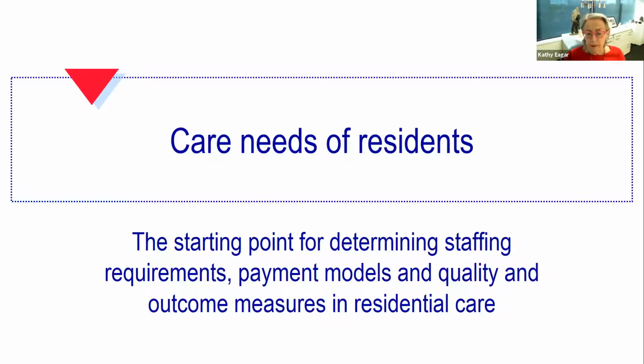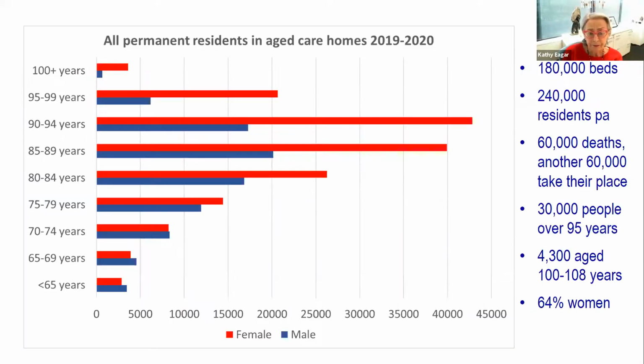And the fundamental problem is that the Commonwealth has continued to regulate and fund it as a low care sector when everybody in it is now high care. So you've got this massive mismatch. But I'd be arguing that if you want to actually get staffing right, get quality right, get payment right, you actually have to start with what do people look like, what do they need?